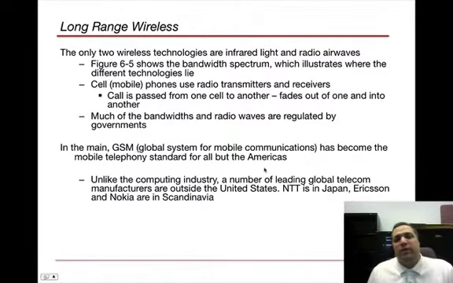So long-range wireless, the only two wireless technologies are really infrared light and radio airwaves. 6.5 shows you a bandwidth spectrum. It's not really that important. But in terms of the radio versus infrared light, it's basically a fundamental difference between the two. Infrared light requires that you have a clear line of sight between the two. But radio is spanning. The difference is the infrared light can travel for a very large distance. The radio waves need a significant amount of power because it begins to dissipate and it weakens the further it goes out.